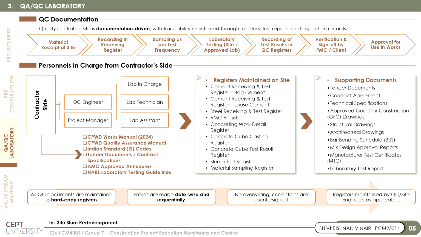QA/QC laboratory. QA/QC documentation system. Quality control on the project was primarily documentation driven to ensure traceability and compliance with specifications. Several registers were maintained on site, including cement receiving registers, steel test registers, RMC registers, cube casting registers, cube test result registers, slump test registers, and material sampling registers.